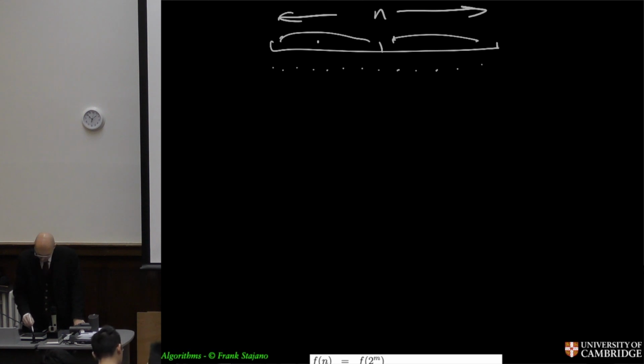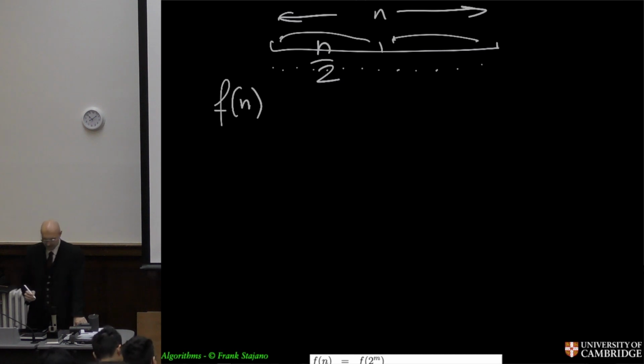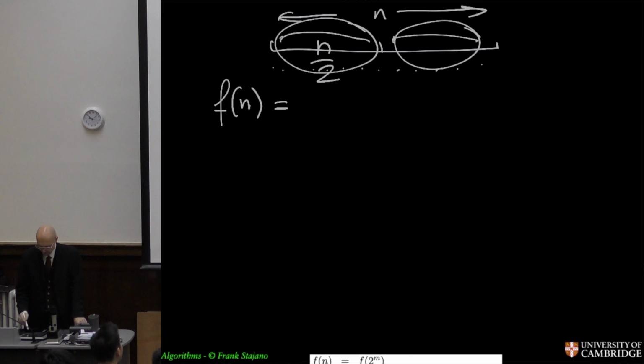And how much does this operation cost? I don't know, but if I call f of n the cost of doing it on n items, this would be n items, and this would be n half items, then if f of n is the cost of doing it on n items, then this cost is going to be the cost of doing it on half the items 2 times, plus the cost of merging these together.